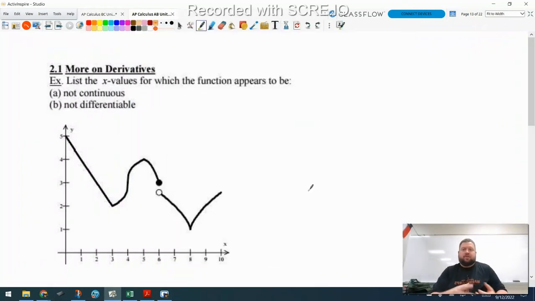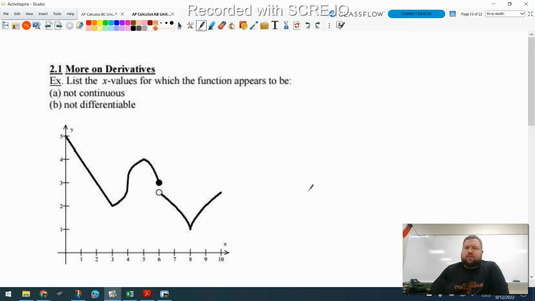All right, today's lesson we're going to do just a little bit more on derivatives, see some different contexts of problems that we can do. So first one, you're asked to identify locations where this function is not continuous, and then letter B, locations where it's not differentiable. Okay, I would like you to pause the video and give this a try on your own. Make sure you write why it's not continuous, like what type it is, and what type is the location of the spot where it's not differentiable.